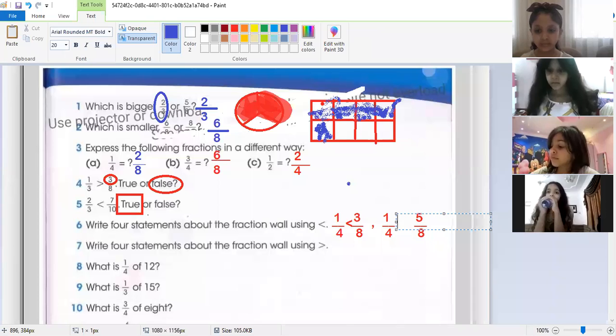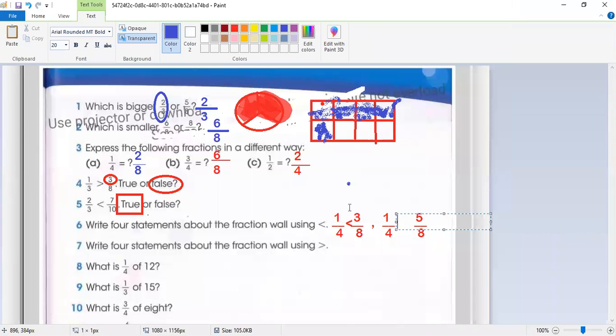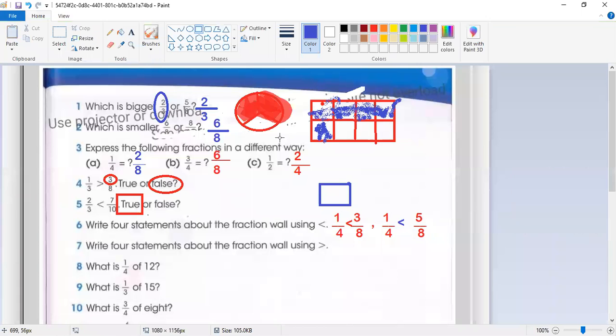Now look at the drawing which I'm going to draw here. This is 1 by 4. Let's draw 1 by 4. If you have any problem in understanding, draw the figure. In these 4 pieces, how many pieces are you getting? I think you will get only this one. You will get only this piece, right? Now let's draw 3 by 8.